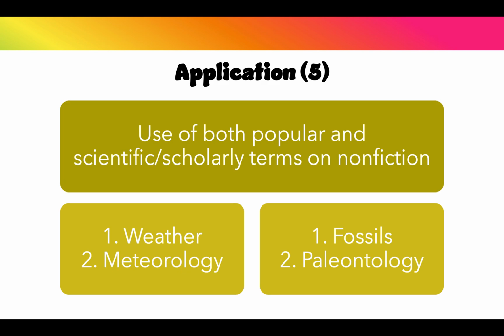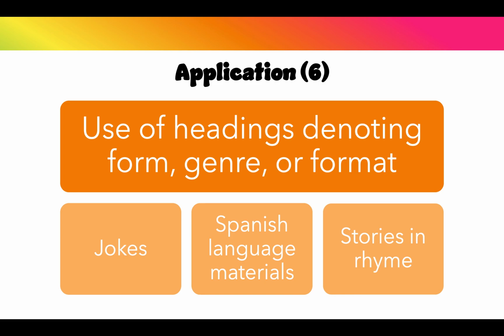When regarding nonfiction, you should use both popular and scientific terms. For example, you can include both weather and meteorology, or both fossils and paleontology. You can also add headings denoting form, genre, or format. This gives children more information about the resource that may not be obvious to them. So if it's a joke book, you could write jokes. If it's in Spanish, then it's a Spanish language material, and so forth.